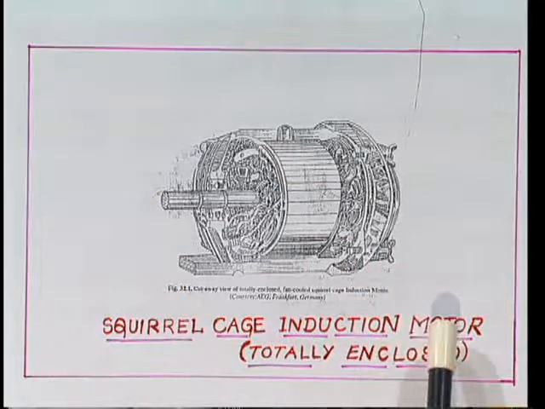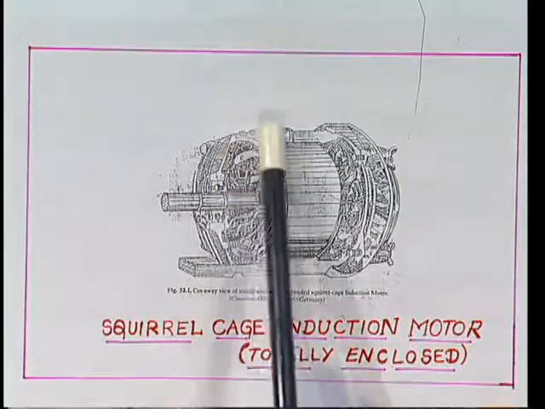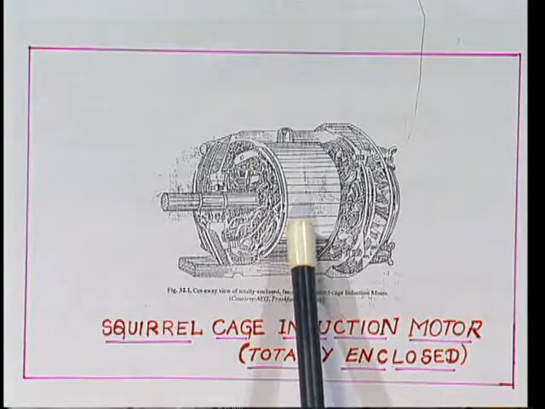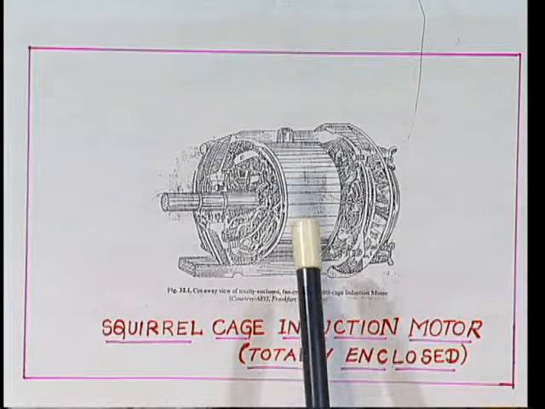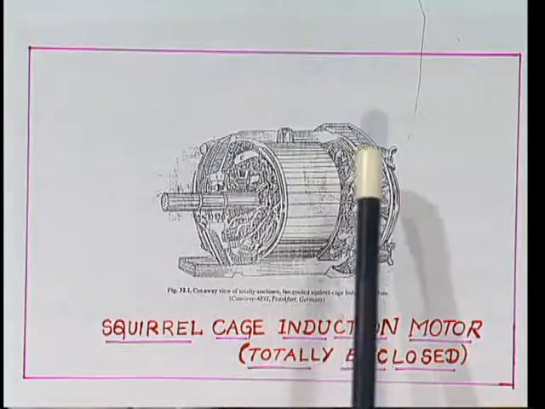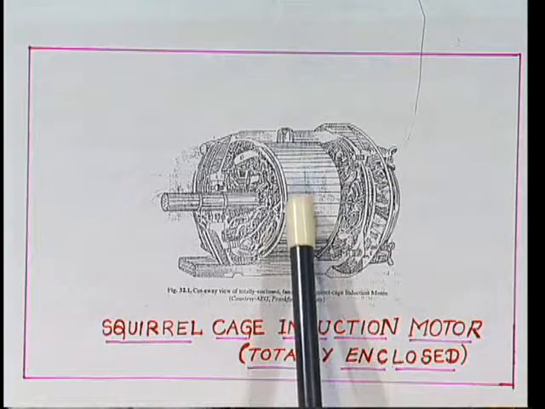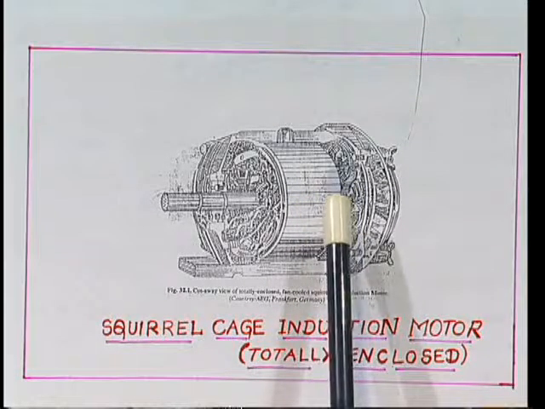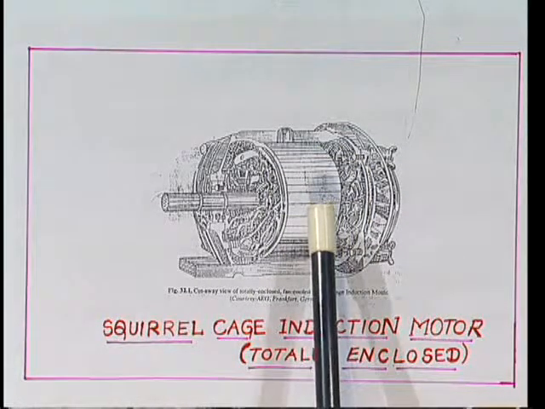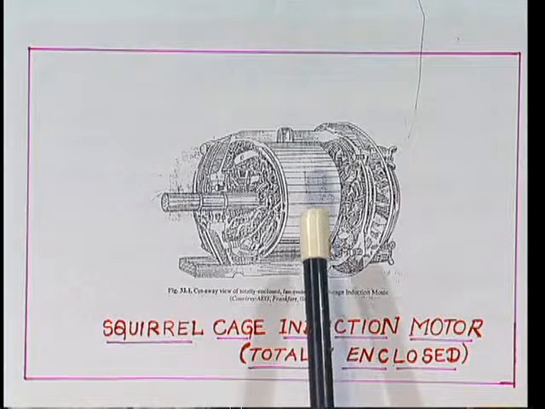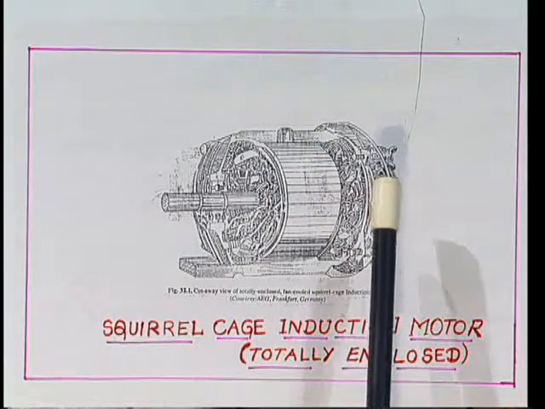The squirrel cage induction motor, totally enclosed type, is shown in the figure. The outer frame is called the enclosure. Totally enclosed means we cannot see the rotor as well as the windings. The advantage of a totally enclosed motor is that moisture cannot enter into the motor, and dust particles will not enter. So this totally enclosed motor is usually adopted wherever the humidity content and dust particles are very high in the atmosphere.